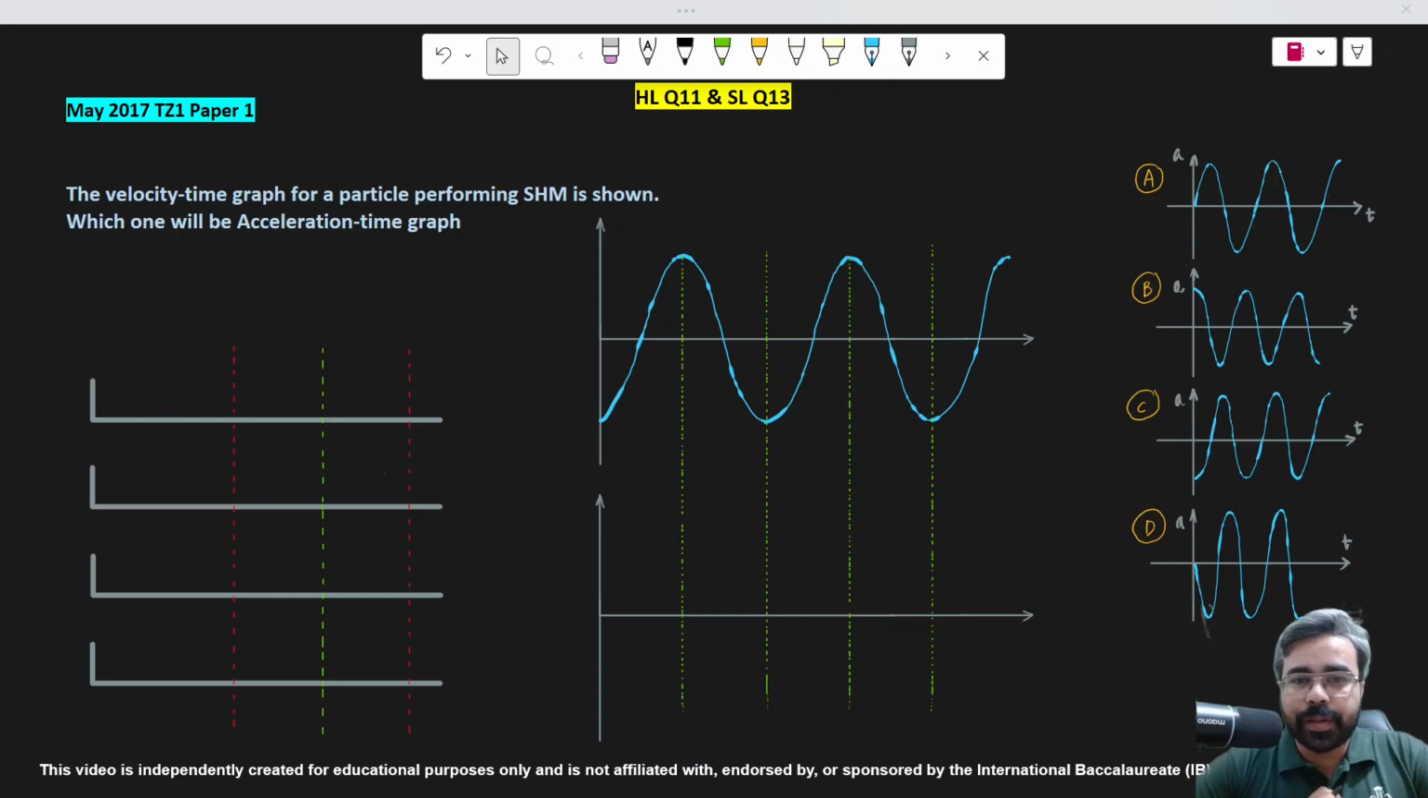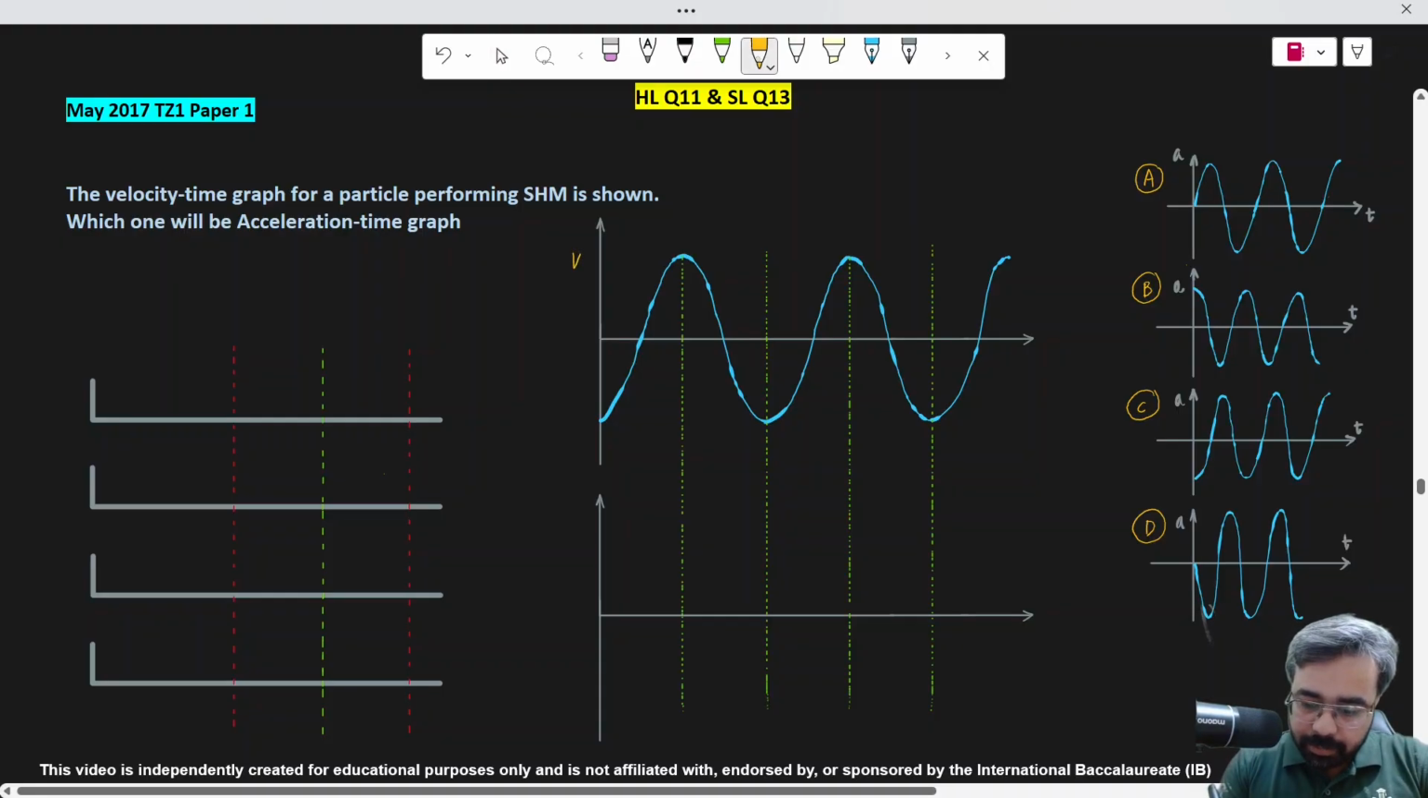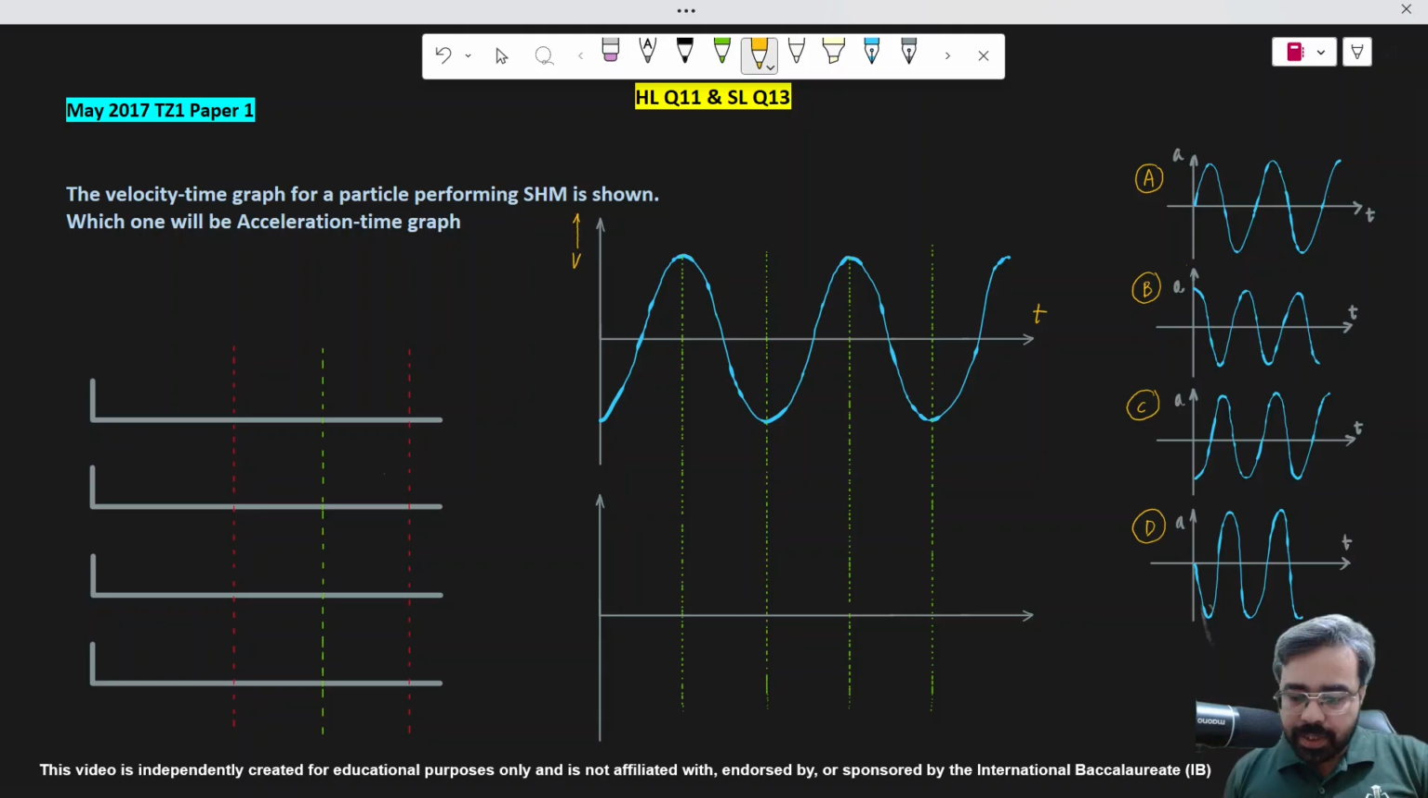Hello. This question is about simple harmonic motion, and on the screen you can see the velocity time graph of the particle which is executing the simple harmonic motion. Now, since they have said it's a simple harmonic motion, there are various examples of simple harmonic motion, and one of those I will show you on the left hand side of my screen.